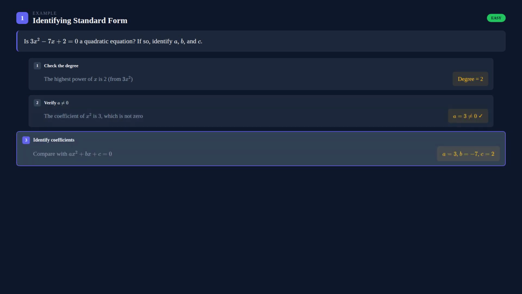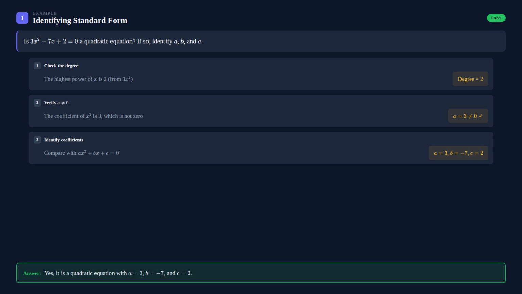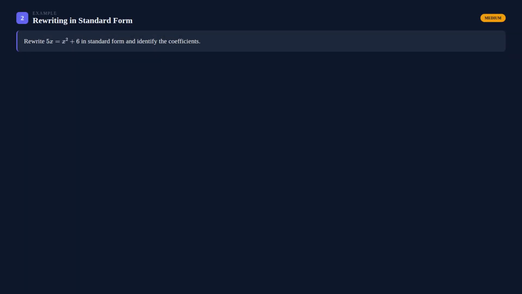Step 3. Identify coefficients. Compare with ax squared plus bx plus c equals 0. This gives us a equals 3, b equals negative 7, c equals 2. The answer is yes, it is a quadratic equation with a equals 3, b equals negative 7, and c equals 2.